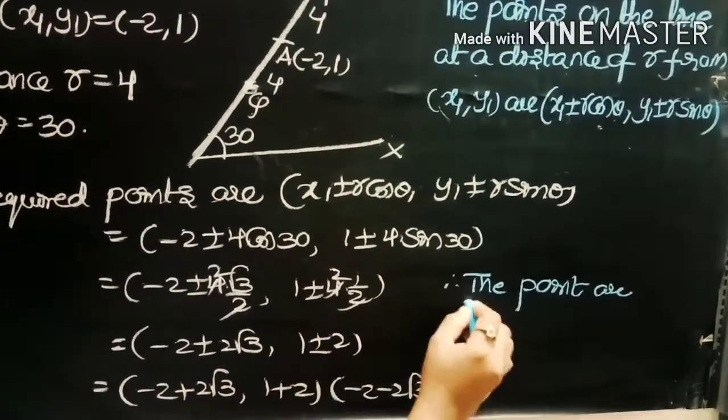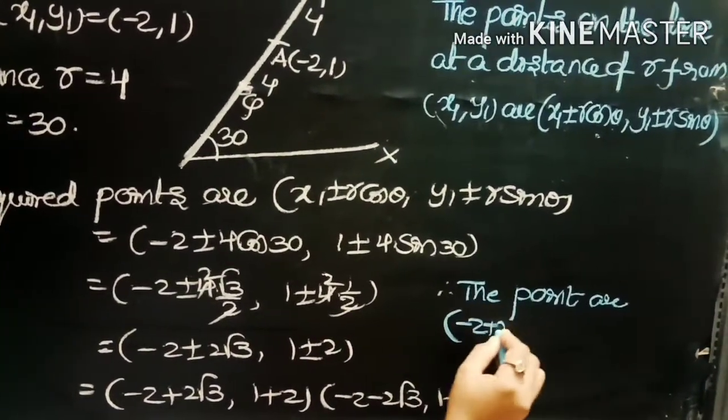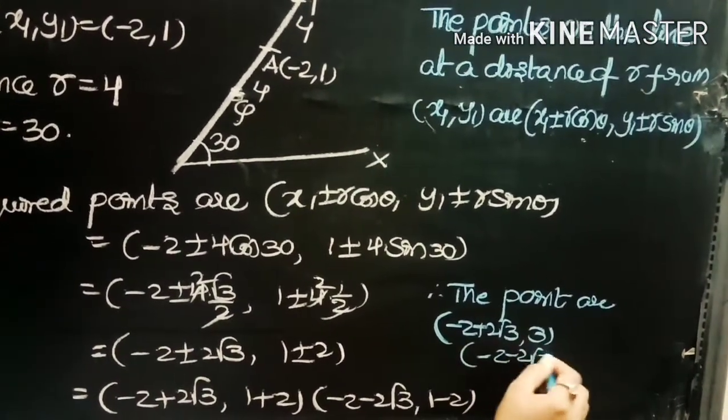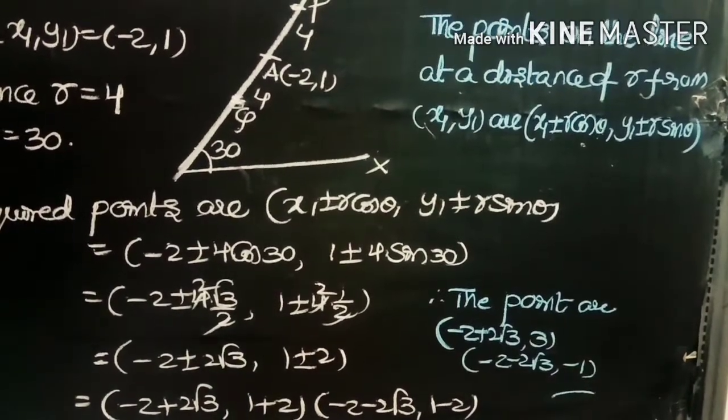Therefore the points are: the first point (-2 + 2 root 3, 3), since 1 + 2 is 3, and the second point (-2 - 2 root 3, -1), since 1 - 2 is -1. That's all.